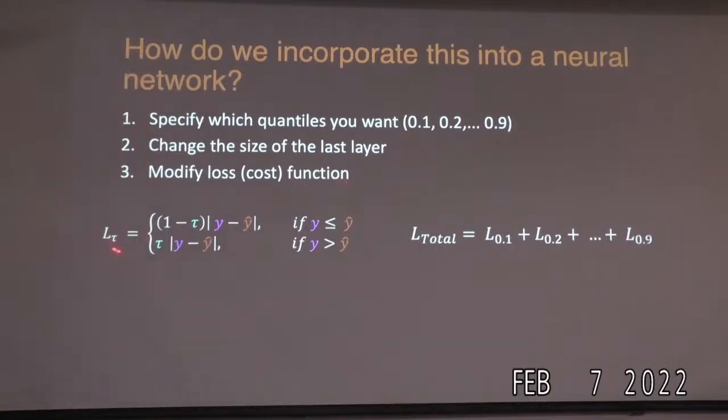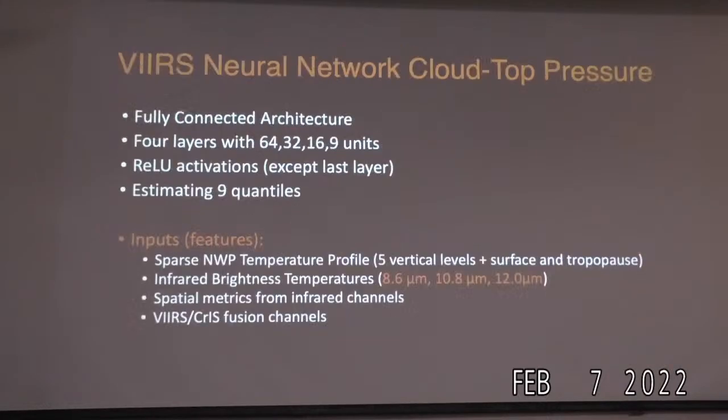So here, I'll change the notation a little bit. L sub tau is the loss for a specific quantile. The total loss, the total cost that we're minimizing, L total, is just the sum of the individual losses for each quantile. I'm using loss and cost interchangeably.